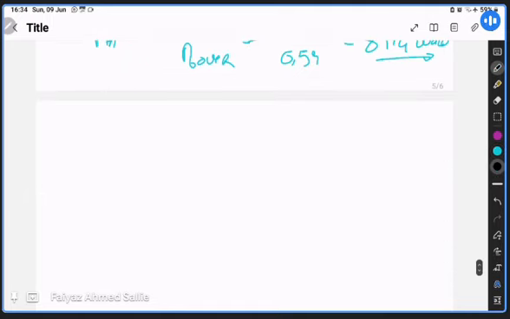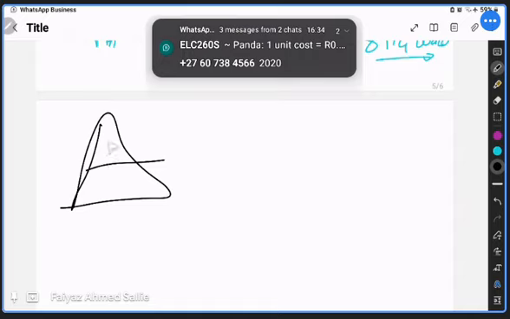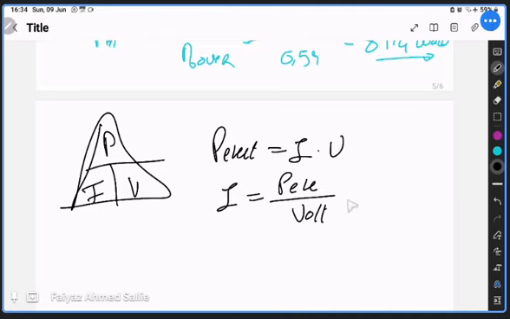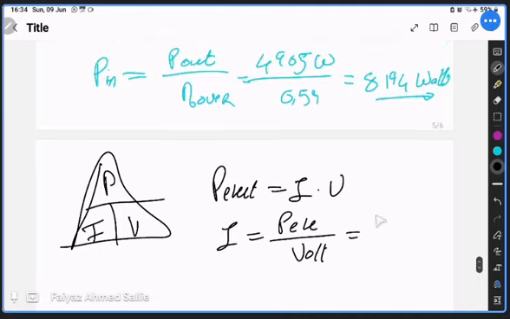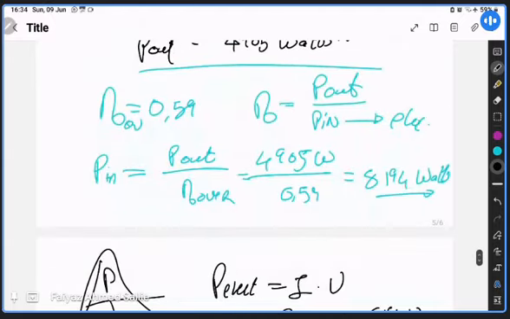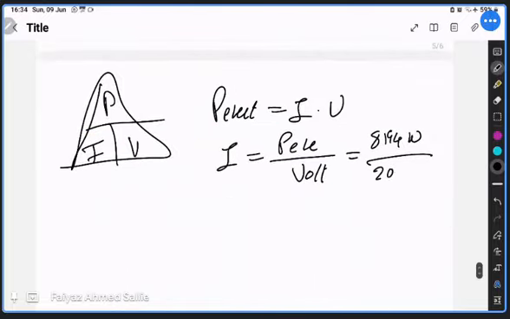So we use the power triangle: P over IV. Electrical power is equal to current times voltage, so our current is going to be equal to electrical power over the voltage. Our electrical power is 8194 watts over the voltage, which is 200 volts. So we divide this by 200 and we get a current of 40 amps.